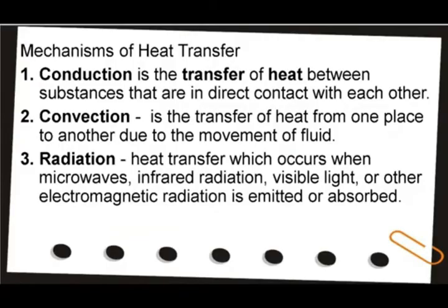To summarize our lesson, mechanisms of heat transfer are conduction, convection, and radiation. Conduction is the transfer of heat between substances that are in direct contact with each other. Convection is the transfer of heat from one place to another due to the movement of fluid. While radiation is heat transfer which occurs when microwaves, infrared radiation, visible light, or other electromagnetic radiation is emitted or absorbed.